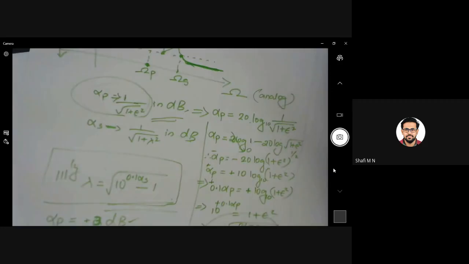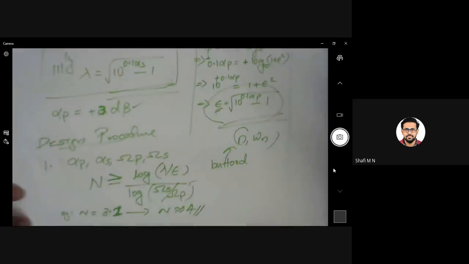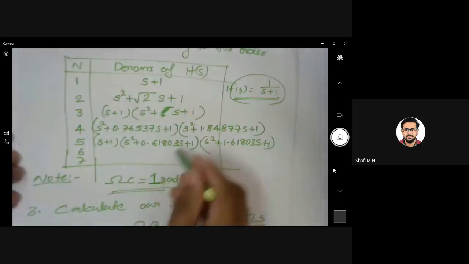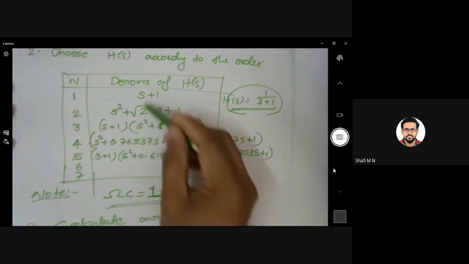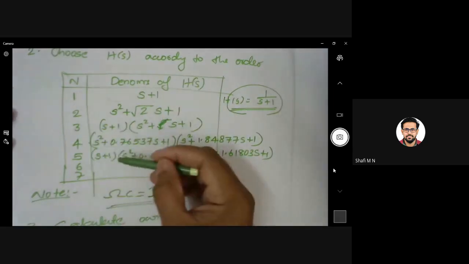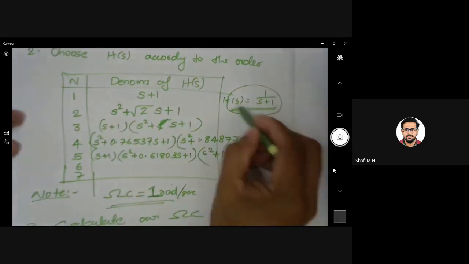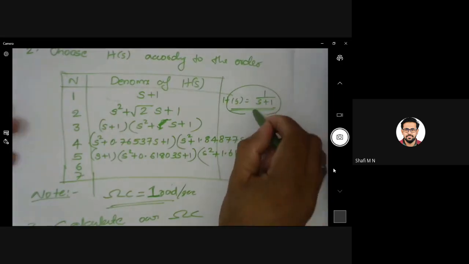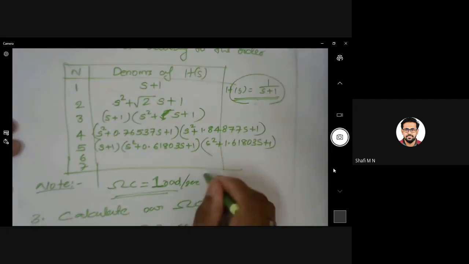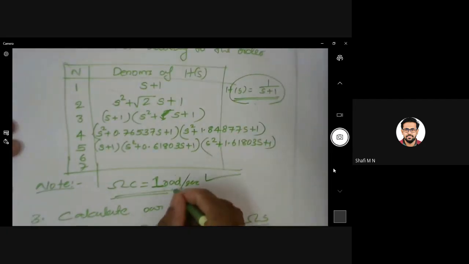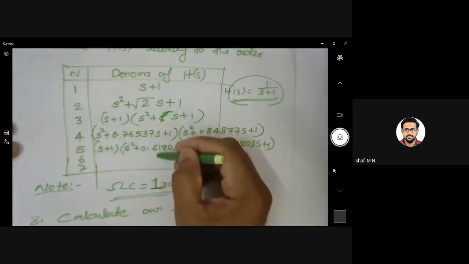First you have to calculate the order. Second thing, you have to choose the denominator for your transfer function. Numerator is 1. You have to choose the denominator according to the order from the table. This will be a Butterworth low pass filter. So the cutoff frequency there will be 1.